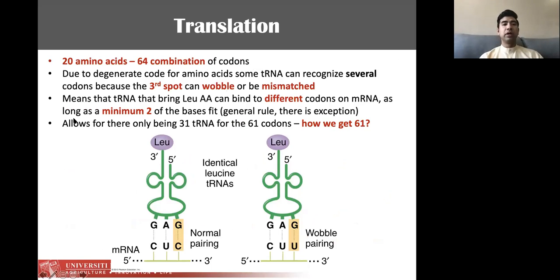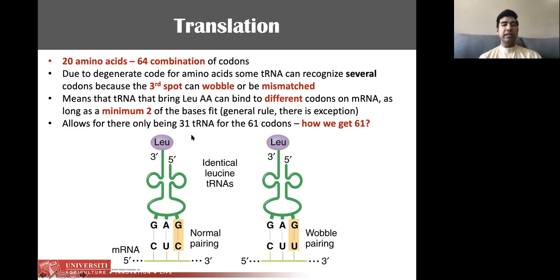All right, good. So we have 20 amino acids and we have 64 combinations of codons. It's 4 to the power of 3: 4 types of bases, 3 places in the codon. Due to the degenerate code of amino acids, some tRNA can recognize several codons because the third spot can wobble or be mismatched. In terms of wobble or mismatch, the last position wobbles a bit. It's relaxed, it's not that strict.